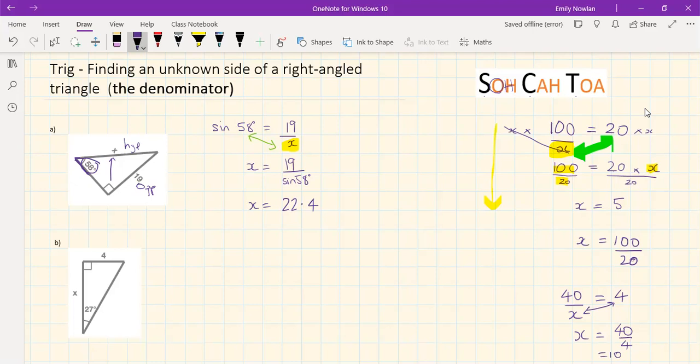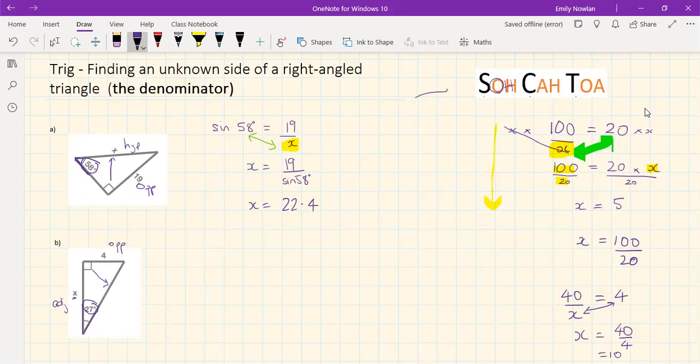So let's try question B. Here's the angle we're looking from. What have we got? So that's the hypotenuse. We're not using the hypotenuse. We don't want the hypotenuse. But the other side next to angle 27 is adjacent, because adjacent means next to. So we're using that one because that's got the x on it. And therefore we must be using the other one, which is opposite.